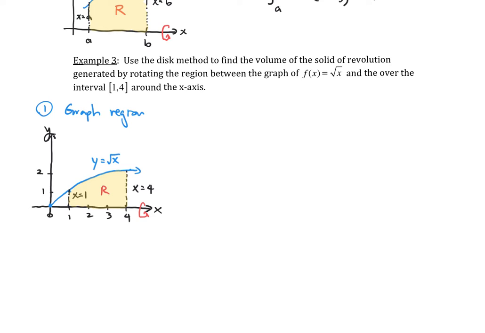The second thing I want to do is set up my integral. So how do I set up the integral? Well, I definitely need to first figure out what the region of integration is going to be and what the variable of integration is going to be. One of the keys for the disk method is that we always chop up perpendicular to the axis of rotation.